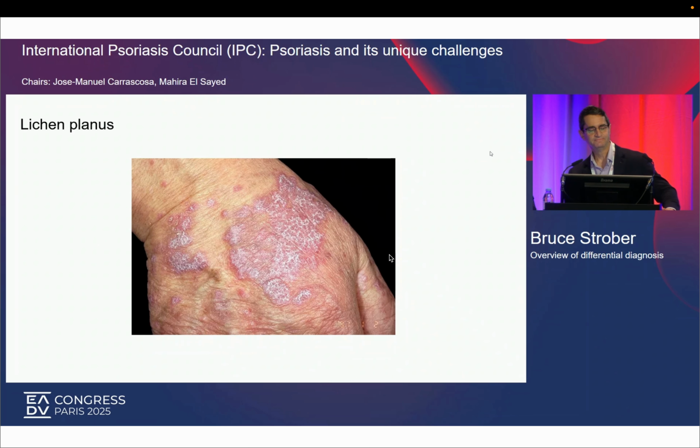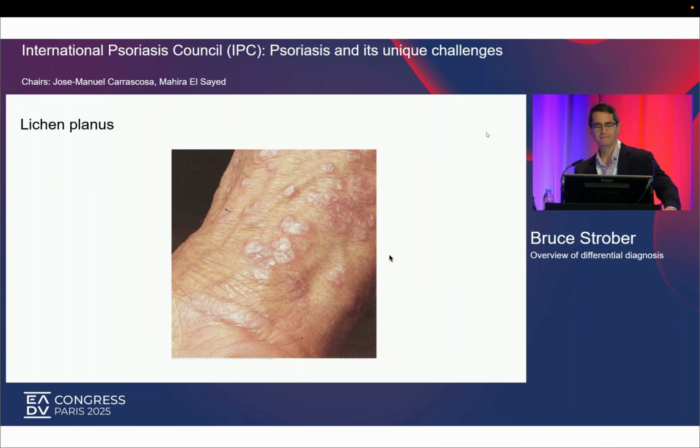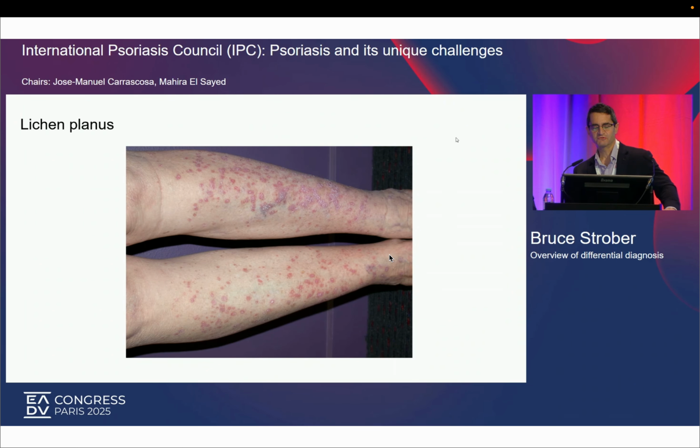Lichen planus, generally a more distinct morphology in my opinion. To a trained eye, lichen planus should not be mistaken for psoriasis. It has very specific types of color, morphology, scale is a little different, distribution, highly pruritic. This is lichen planus. And this is a very extreme lichen planus on the lower extremities. But you could easily see this could be mistaken as psoriasis in some instances.